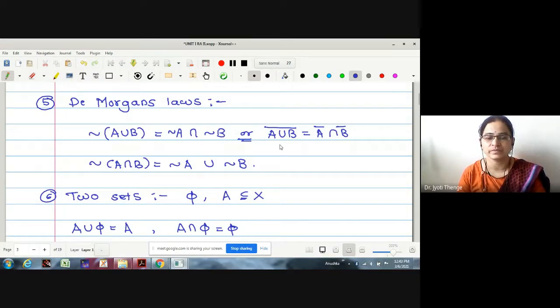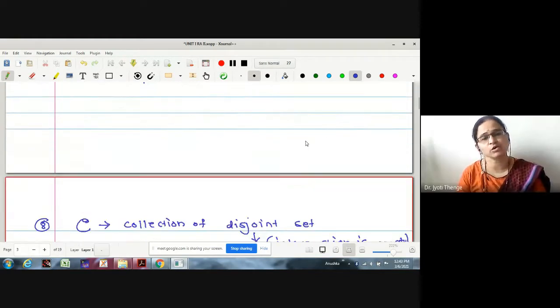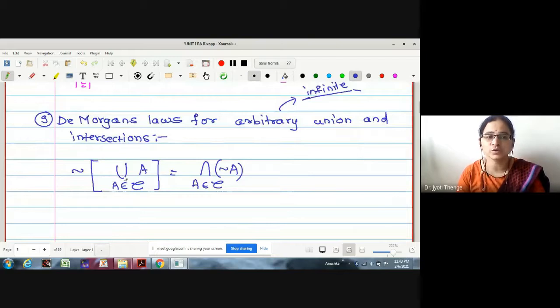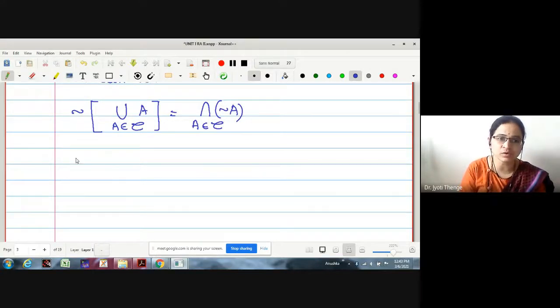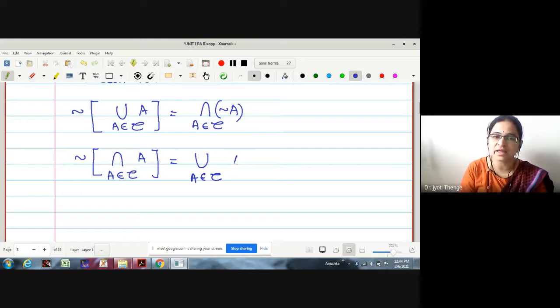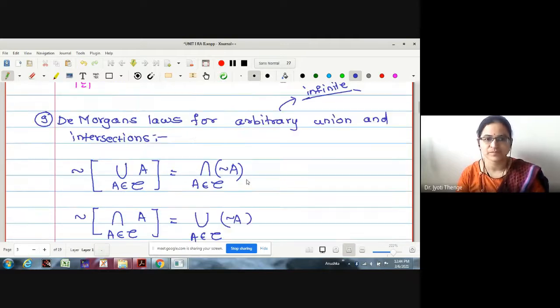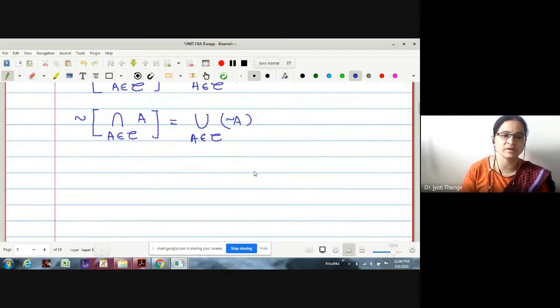Right now, union we have changed to intersection, and we have taken the complement of every set. Yes, ma'am. Here also we have done the same thing. In case of complement of arbitrary union, we have changed this union to intersection, and we have taken the complement of every set involved. Okay, same thing we are going to write for arbitrary intersection. Complement of arbitrary intersection of A, A is in curly C. What will it be now? This is union, no doubt, A is in curly C, and this is A complement. Yes, ma'am. De Morgan's laws for arbitrary union and arbitrary intersection.